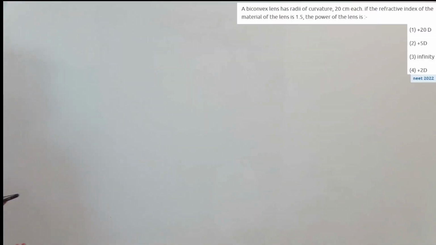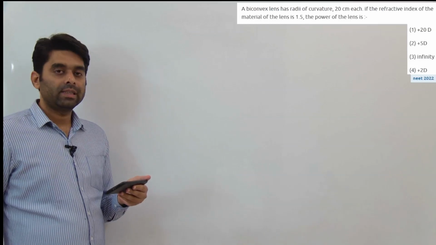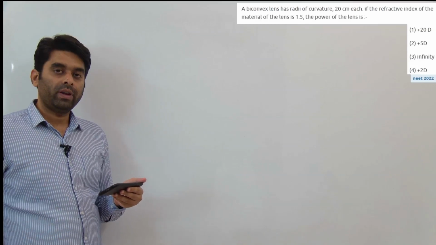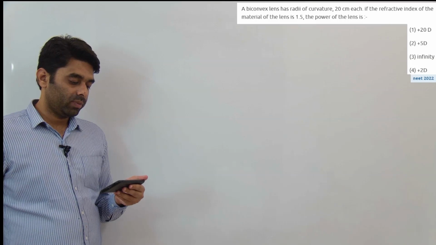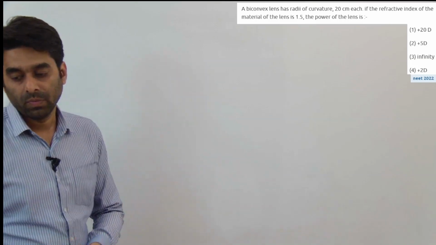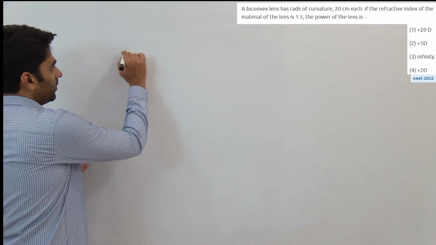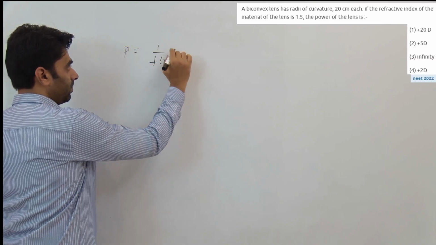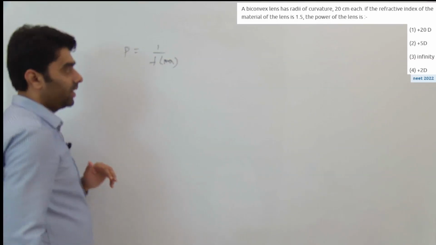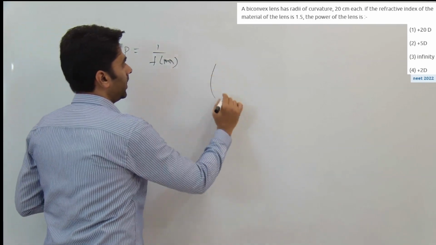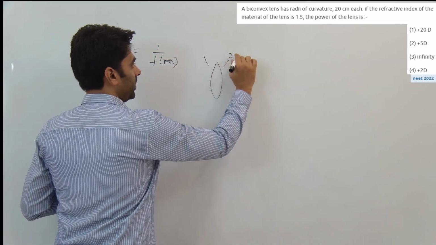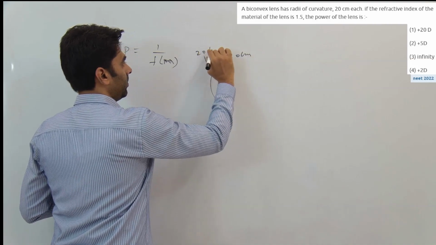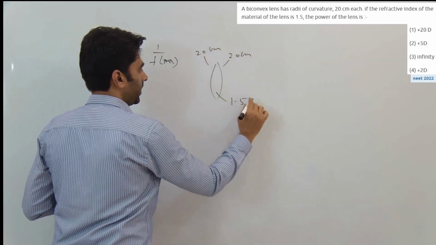The question given to us is, a biconvex lens has radii of curvature 20 centimeter each. If the refractive index of the material is 1.5, the power of the lens is? What is the power of a lens? Power of a lens is basically 1 by f in meters. Can we calculate the focal length? Both of them are given to us. Radius of curvature is 20 centimeter, and the refractive index is 1.5.